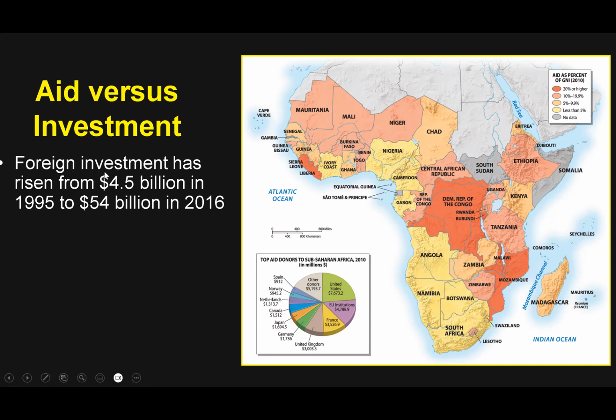But you can see that foreign investment, and that's not aid, that's actually investing in things like factories, roads, things of that nature, mines, has risen quite a bit from 1995 to 2016, from 4.5 billion to 54 billion. So countries are really starting to come into Sub-Saharan Africa, focusing mainly on looking at resources like the minerals, the wealth, etc., as well as even land. So it's very extractive still.